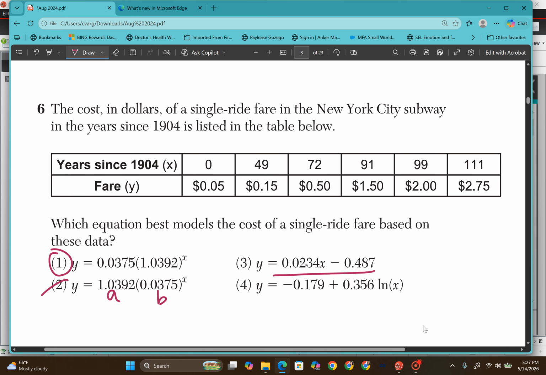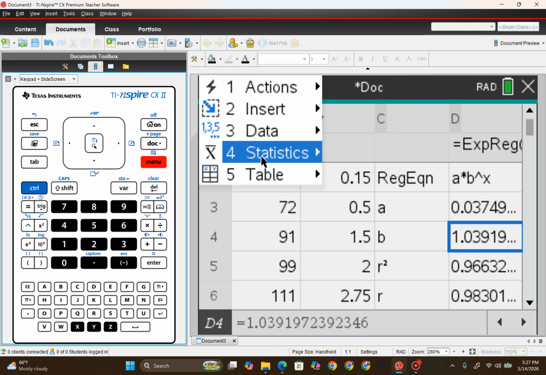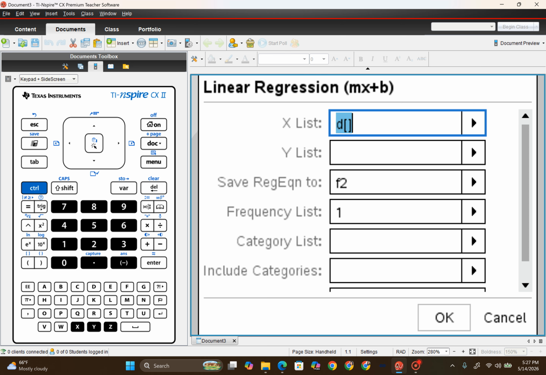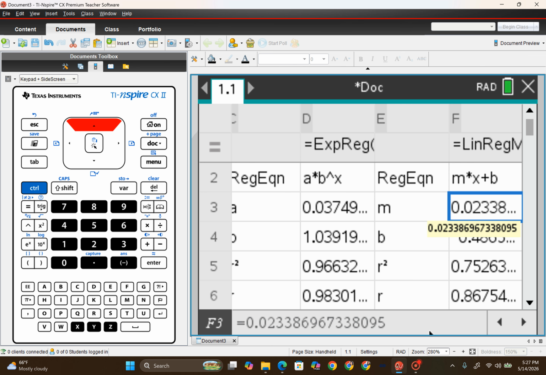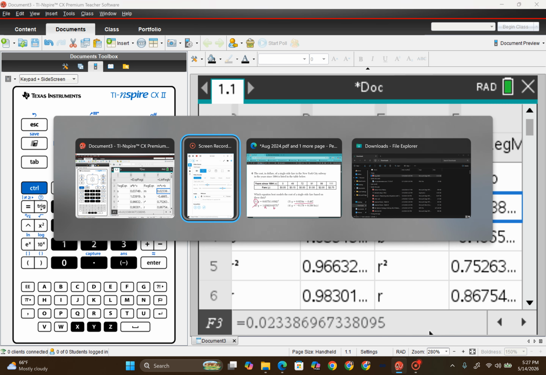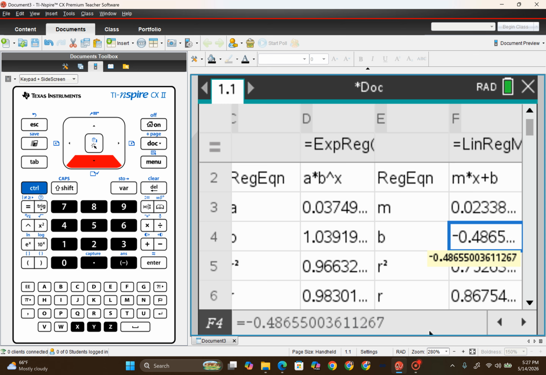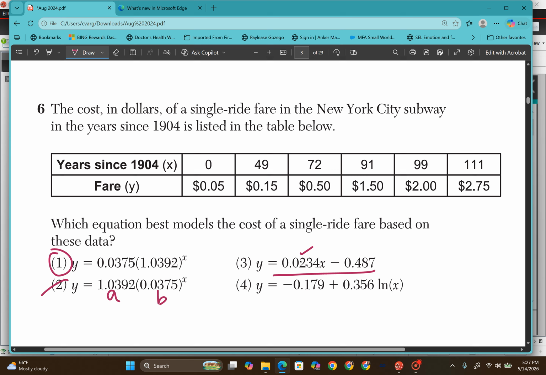This is a linear expression. So if you go back to the calculator and you hit menu, you do statistics again, stat calculations, and you do y equals mx plus b. And then here you pick your x, and here you pick your y and hit OK. You see how the m is 0.02338. So if I go over here, 0.02338, okay, that could be. And then my b is negative 0.4865, which is okay. So it could be both of those, right? It could be 1 or 3.